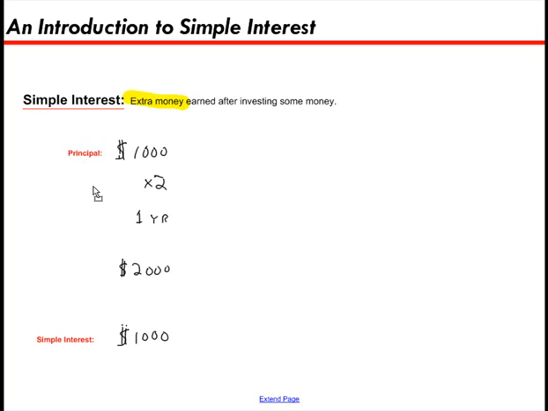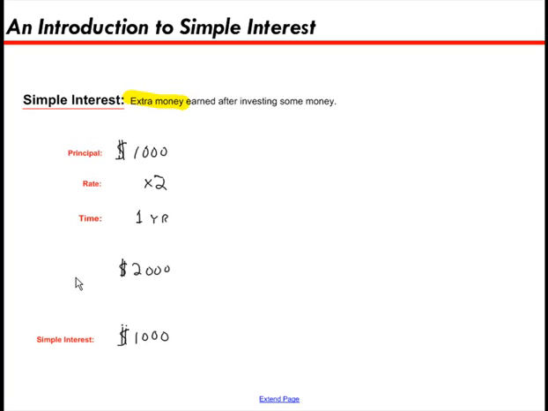And the amount that our money grows by, in this example it was doubling, we call that the rate. And the amount of time that our money has been left to grow, in this case we left it in the account for 1 year, that is referred to as the time. We have 3 variables. So to determine simple interest, we need the principal, the rate, and the time.